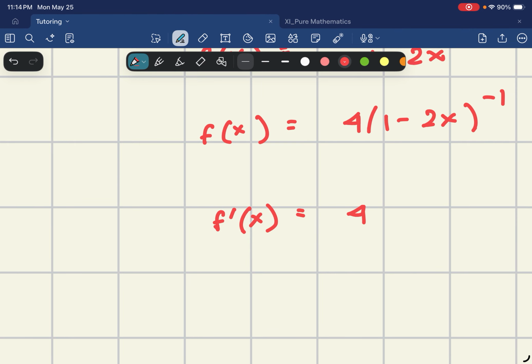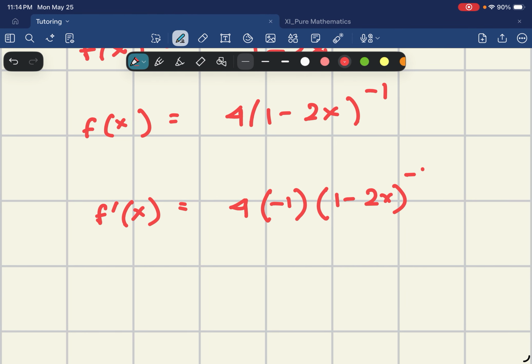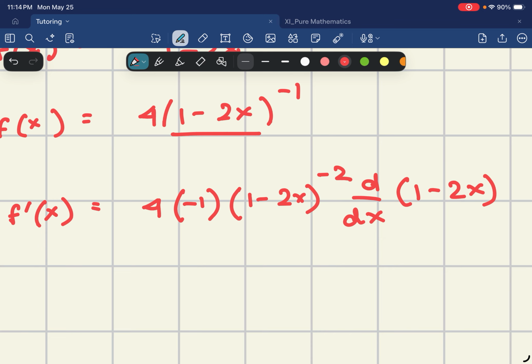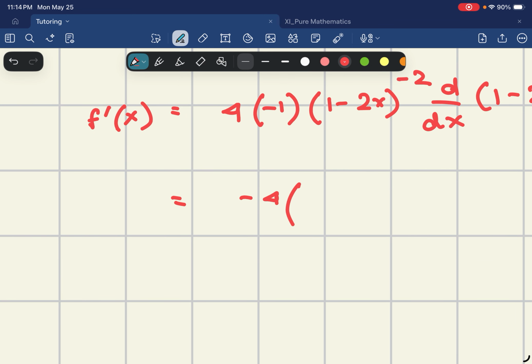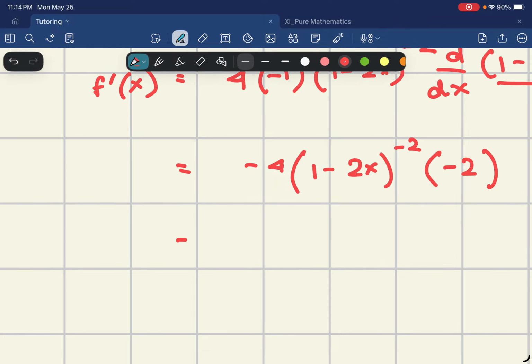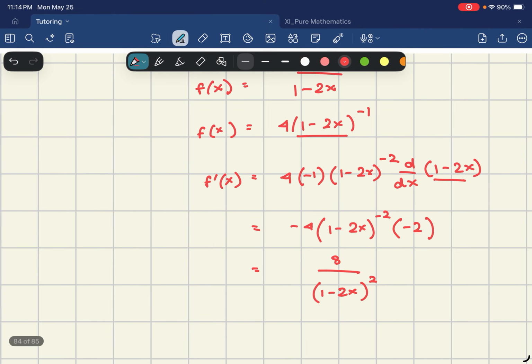That is going to be 4 times negative 1, and then 1 minus 2x to the power negative 2. Right? This is using the formula. But there is an inner function, so you have to differentiate it again. If you simplify, you are going to get negative 4, 1 minus 2x to the power negative 2, and then if you differentiate this, you get negative 2. And you are going to get overall 8 over 1 minus 2x squared. Okay, so this is your f dash of x.